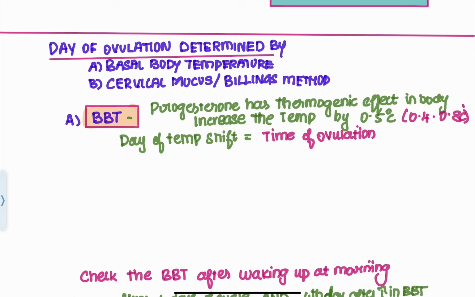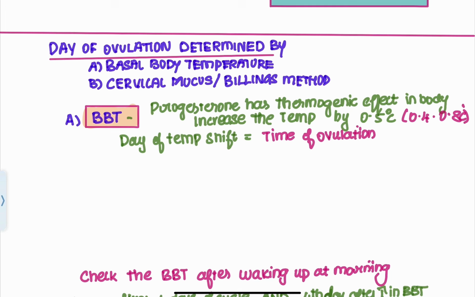Now, you may have a doubt about how the day of ovulation can be determined apart from this calendar method. The day of ovulation can be determined by two most important tests. Those are the basal body temperature and the cervical mucus method, which is also called the Billings method. First let's take into consideration the basal body temperature. Basal body temperature is nothing but the core body temperature.